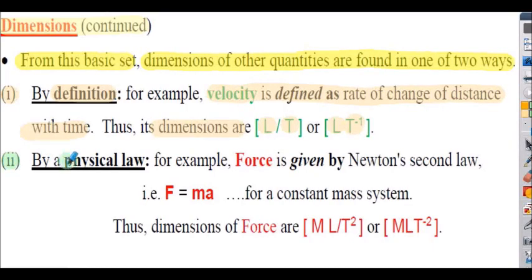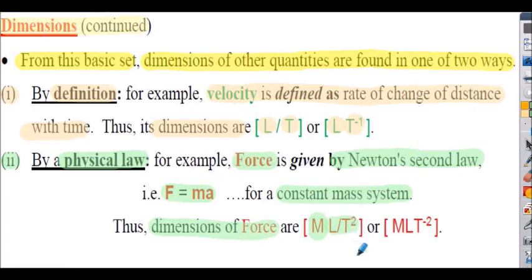Second way of finding the dimensions is through a physical law. For example, force is stated by Newton's second law, F equals ma, for constant mass systems. So the dimensions for force relate to the equation. Mass is in kilograms, that would be uppercase M as a dimension, and acceleration is meters per second squared. So again, in terms of dimensions, that would be L divided by t squared. Often we write M L divided by t squared as M L t to the negative 2, again in the square bracket.